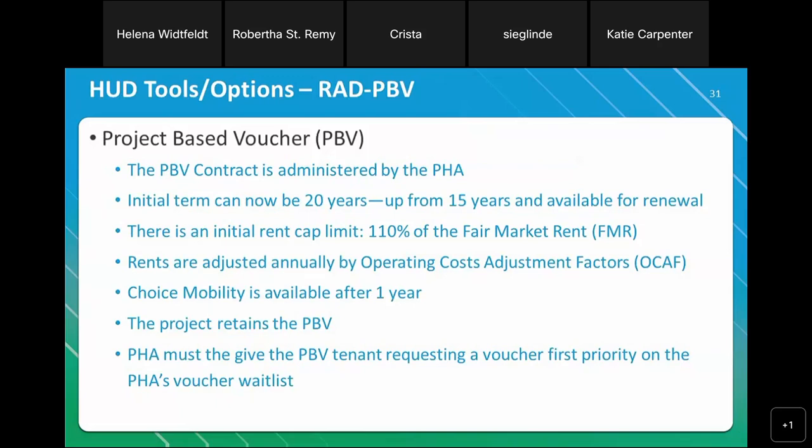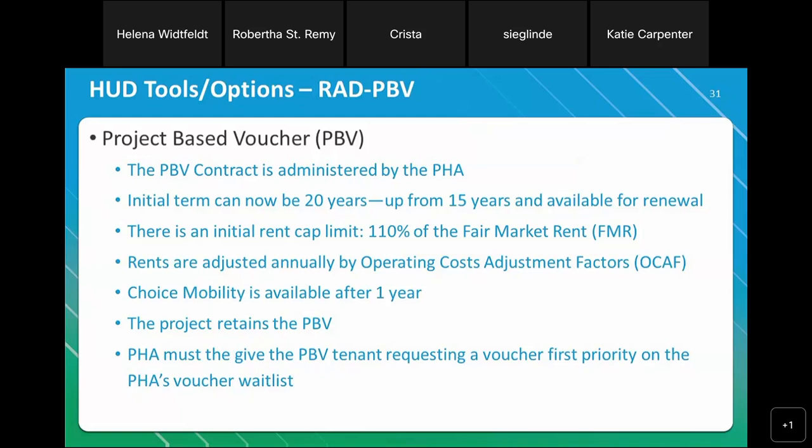The initial rent cap can be 110% of the fair market rents. The rents are adjusted annually by the operating cost adjustment factor. For those of us who have been in the industry, we just say OCAF, so there's an annual inflation factor, and you request this on an annual basis. So your rents, or the amount of funding being received by the housing authority based on a PBV unit, will be adjusted by HUD by providing you that inflation factor.